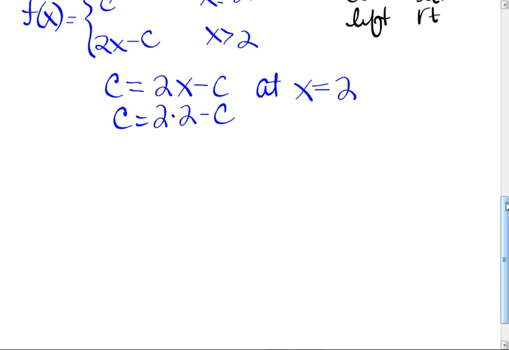Add c to both sides, so 2c equals 4. So c equals 2. It's just not that bad. But you have to know what differentiable means. And maybe there's a place in your notes you want to write down things that are important. Differentiable always gives you continuity. So now I have to do the continuity piece.